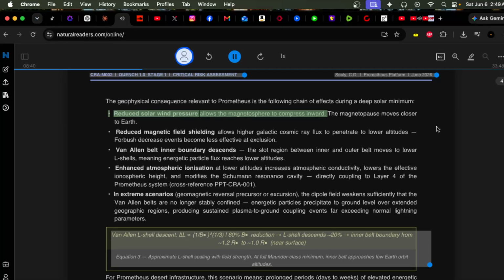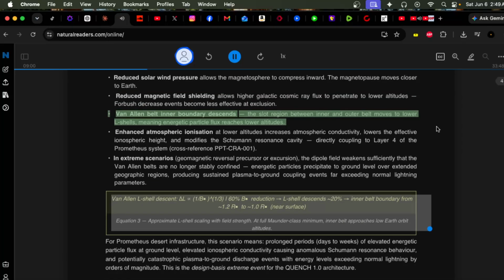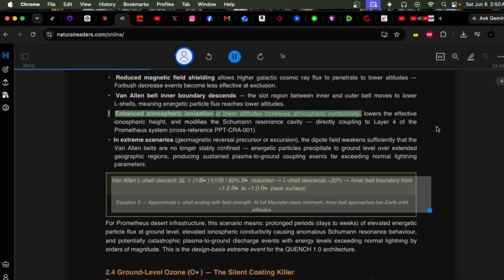Reduced solar wind pressure allows the magnetosphere to compress inward. The magnetopause moves closer to Earth. Reduced magnetic field shielding allows higher galactic cosmic ray flux to penetrate to lower altitudes, and Forbush decrease events become less effective at exclusion. The Van Allen belt inner boundary descends, the slot region between inner and outer belt moves to lower L shells, meaning energetic particle flux reaches lower altitudes. Enhanced atmospheric ionization at lower altitudes increases atmospheric conductivity, lowers the effective ionospheric height, and modifies the Schumann resonance cavity, directly coupling to layer 4 of the Prometheus system.